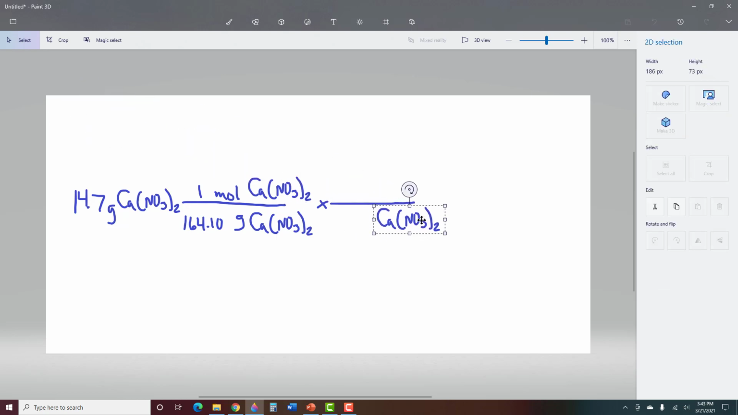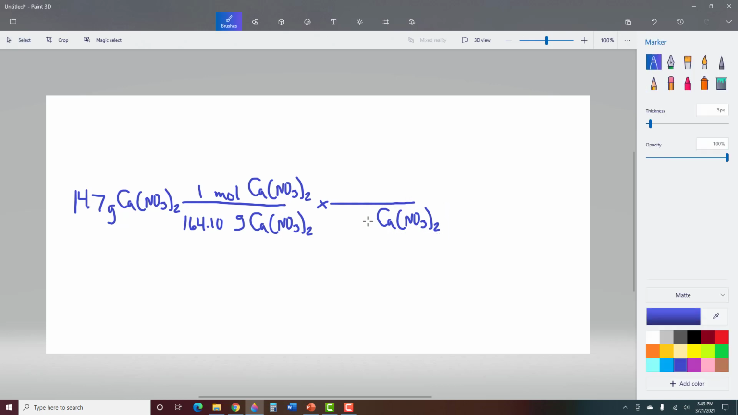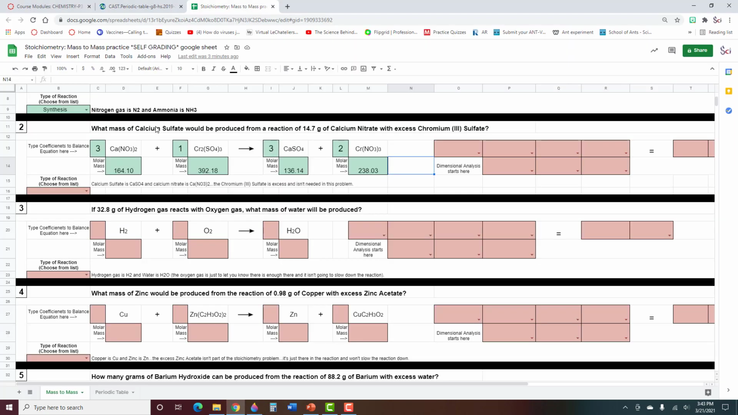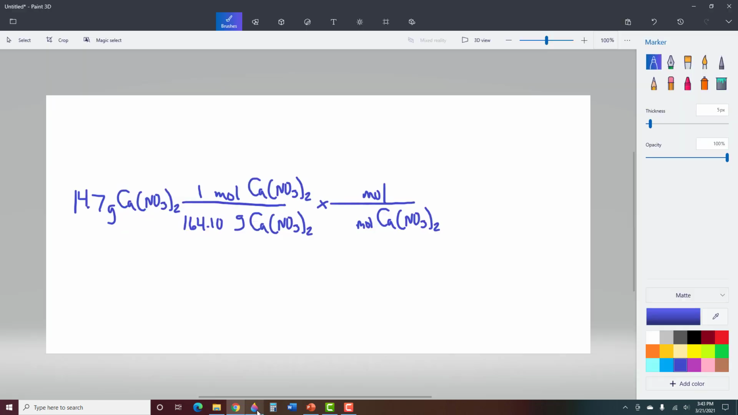So I'm going to take my starting unit, which is on the top, the moles of CaNO3, and I'm going to put that on the bottom. So this should be moles, MOL of CaNO3, and this is going to go with moles of the other compound that they want me to transition into. And so if I go back to the question, the other compound was calcium sulfate, which is CaSO4. So I'm going to do moles of calcium sulfate, which is CaSO4.